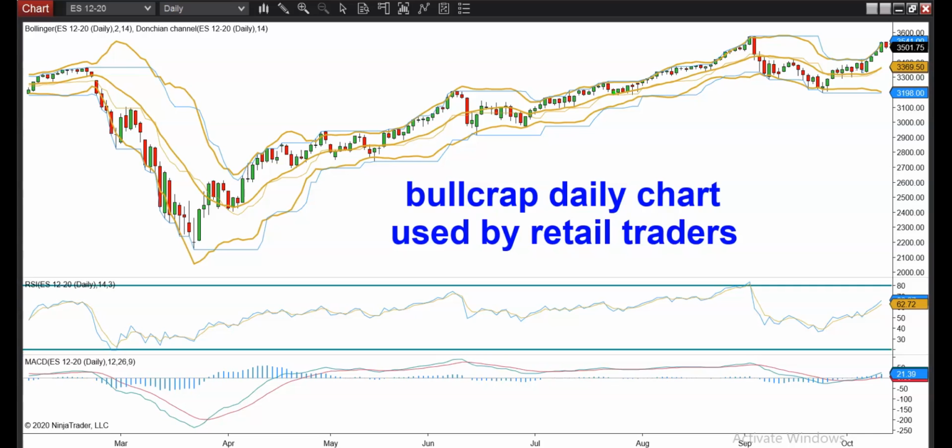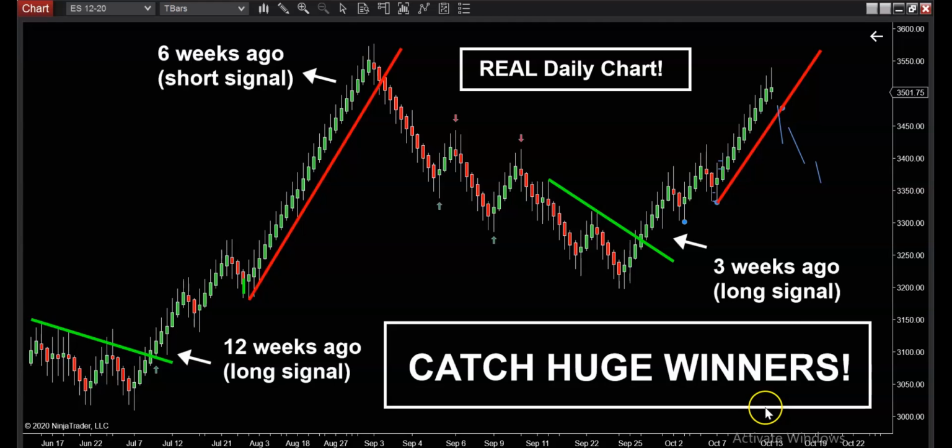And while all those other fools are trading garbage like this, traders that are using these type of charts and these type of techniques are going to be able to catch massive, huge winners, without using any indicators at all, just a very simple and old-fashioned trend line trading technique for swing trading.